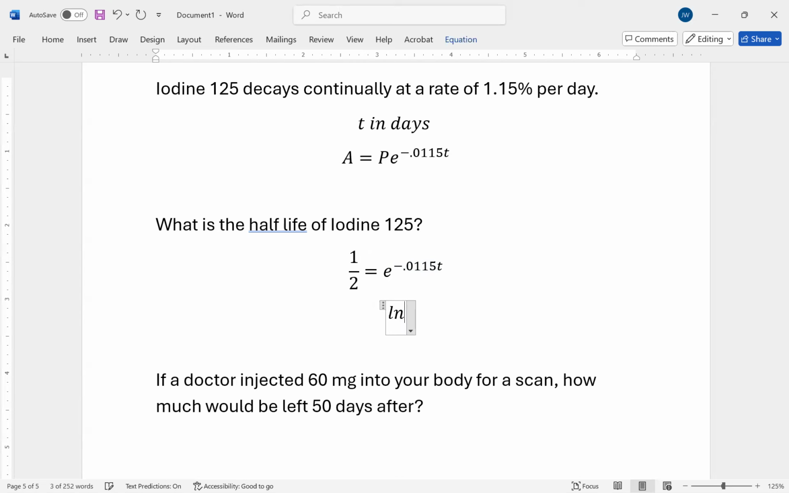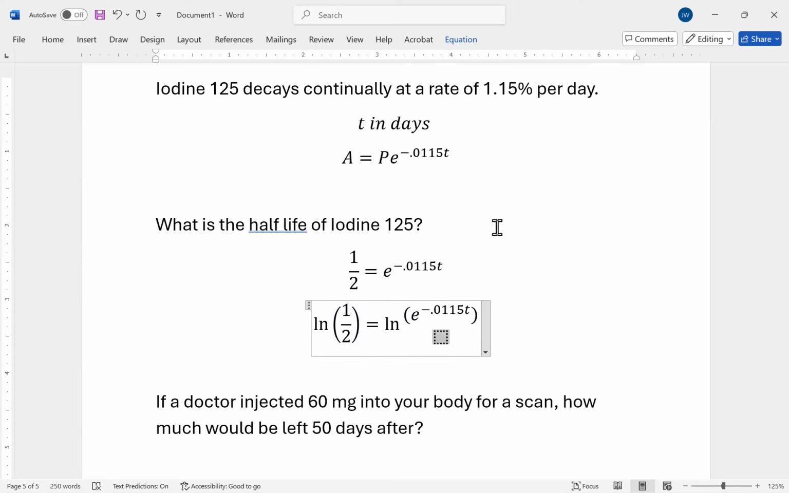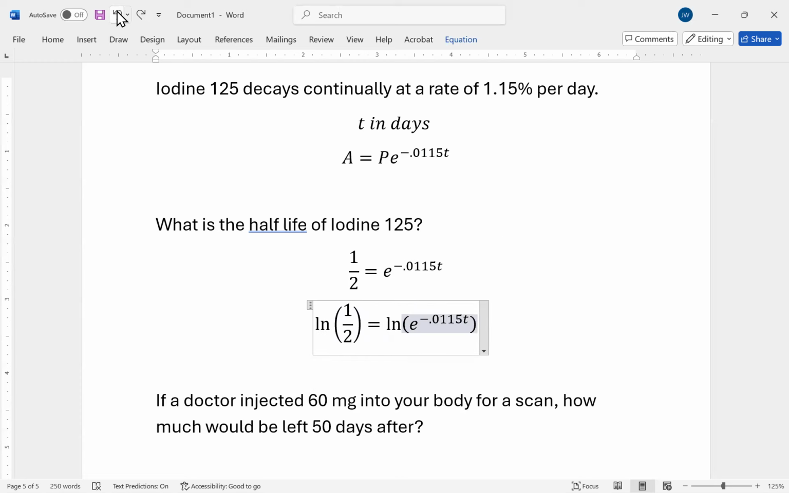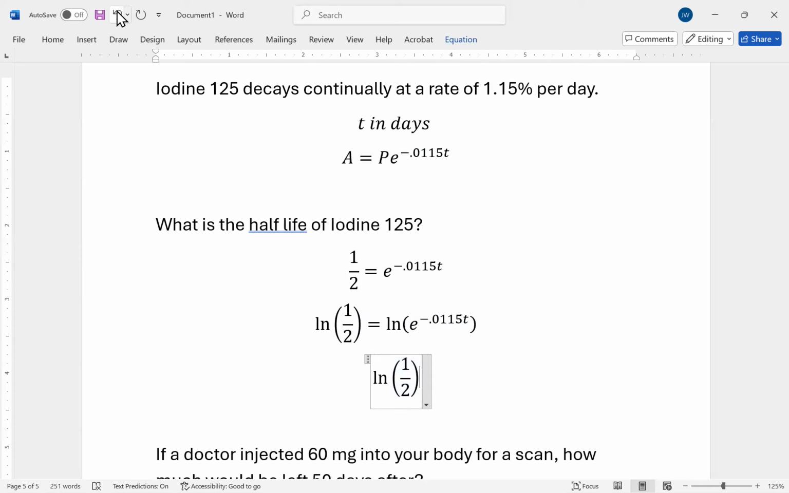Now we can apply the natural log to both sides. If I apply the natural log to the right-hand side, I end up getting just the exponent. Sometimes people will skip this step that I'm currently writing and write the next step only. They'll say, well, then take the natural log of 1/2 and set that equal to a negative 0.0115 times T.